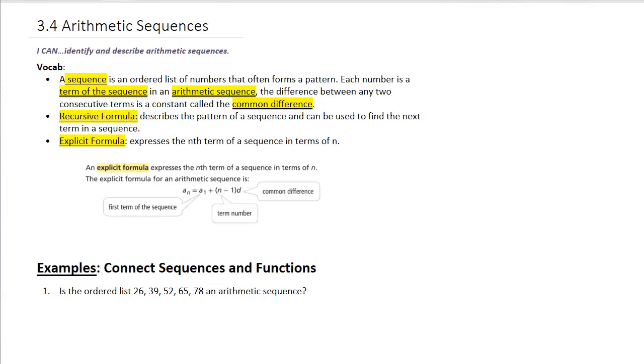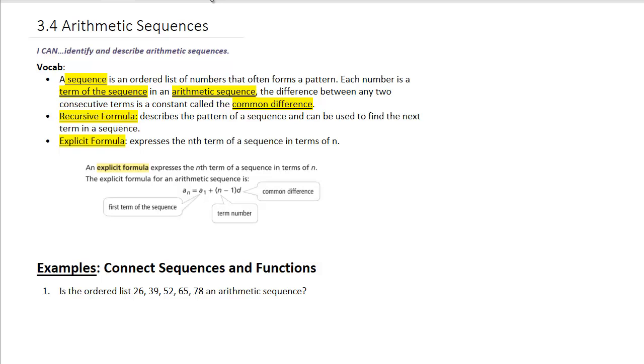Alright guys, today we're going to talk about section 3.4, arithmetic sequences. And by the end of it, you should be able to identify and describe an arithmetic sequence. A sequence is really just a list of numbers that form some sort of pattern, and each number in there is a term of that sequence.